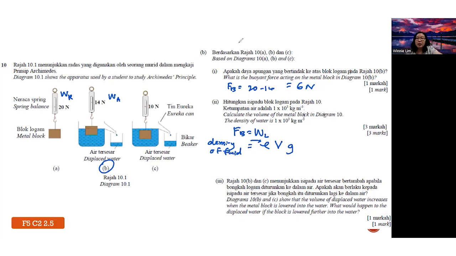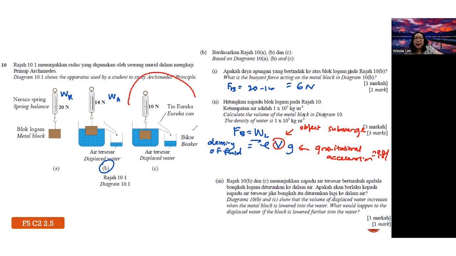Get it? Then this volume can be the volume of the object submerged, or the volume of liquid displaced. Then g is the gravitational acceleration, which is always 9.81. Okay, so for this context, we'll use the case in C instead of B because I want the full volume of the block, not partial, not this only, right?